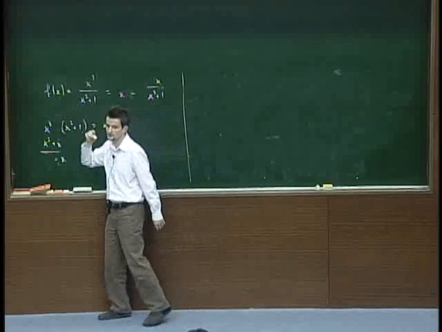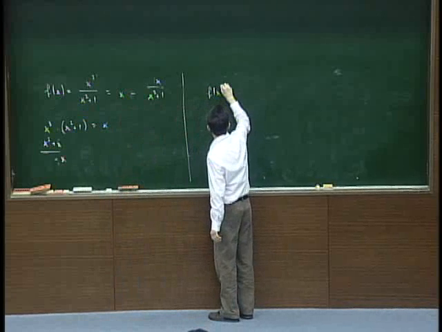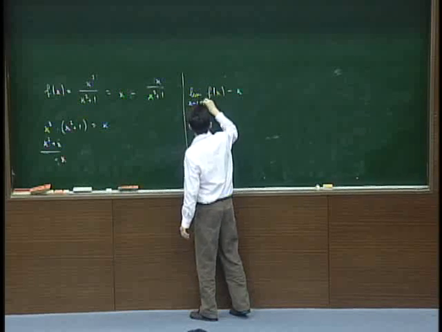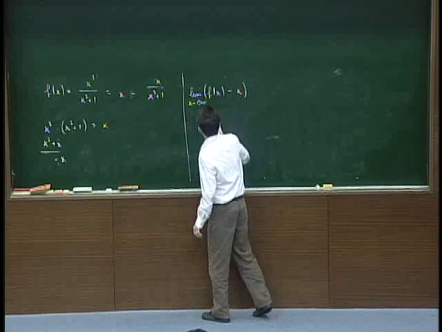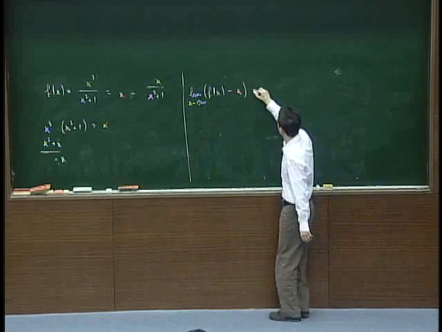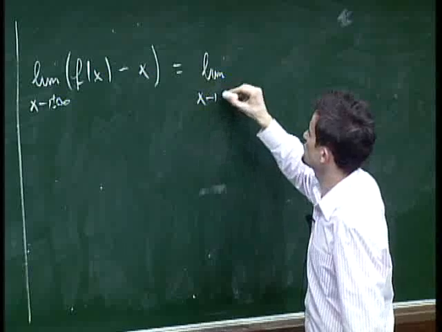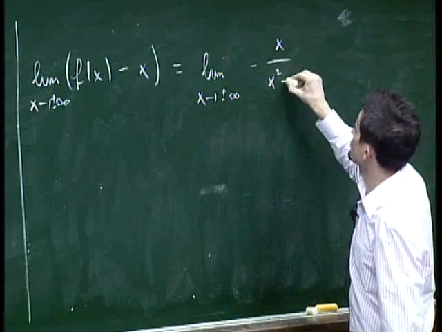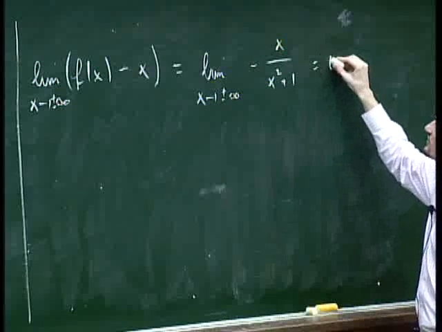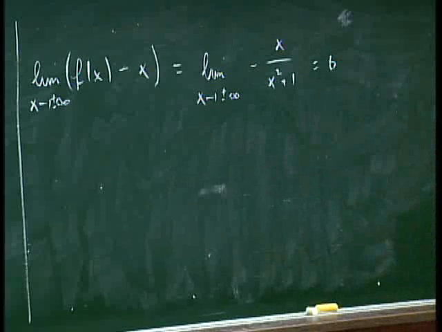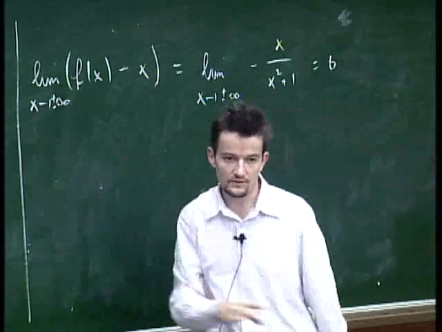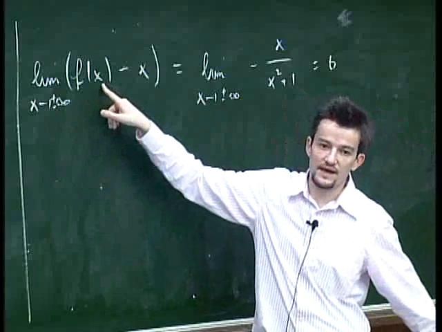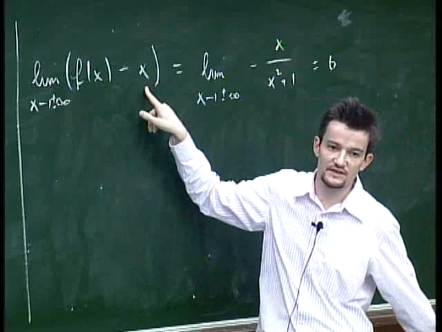and take the limit as x tends to plus or minus infinity, then you have the limit, x tends to plus or minus infinity, of minus x over x squared plus 1. But this is in both cases equal to 0. So this means that as x is getting very large or very small, this function behaves in the same way, approaches this function.